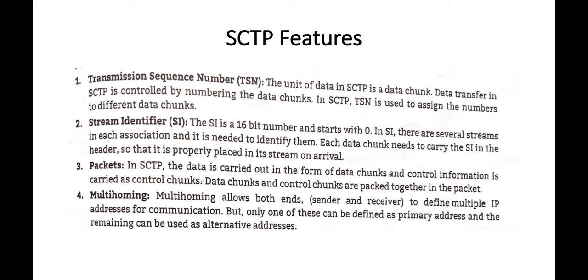So multi-homing allows both ends to define multiple IP addresses for communication. More than one IP address can be used, meaning the sender uses two IP addresses and the receiver also uses two IP addresses for the communication. But only one of these can be defined as the primary address, and the remaining can be used as alternative addresses if any fault occurs. At that time the sender as well as the receiver use the alternative IP address for the communication, not in a waiting stage, not in a delay stage.